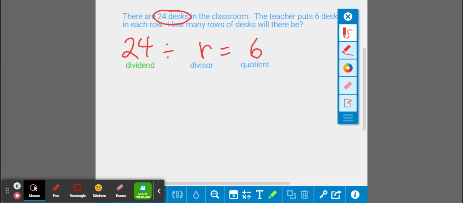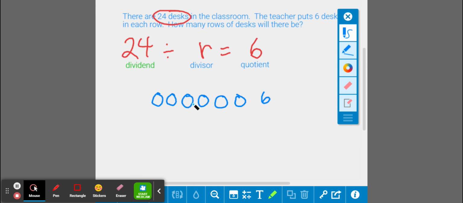So we know that there's 6 objects or 6 desks in each row, and we know that there's 24 desks altogether. So when I start to build my array, I'm going to put first a group of 6 desks. My 6 circles here represent a row of 6 desks. So altogether right now, I have 6 desks. I need to get to 24 because that's my dividend. That's my total.